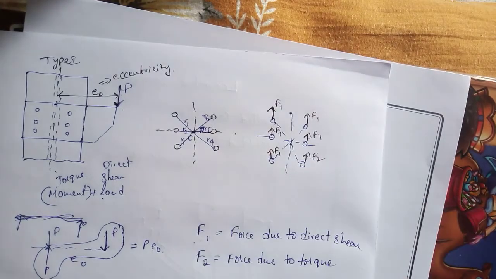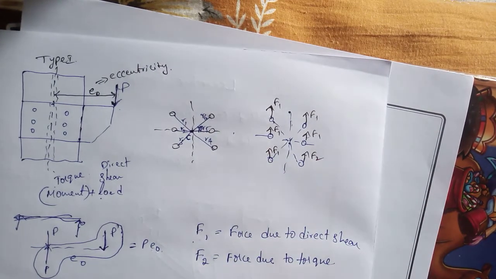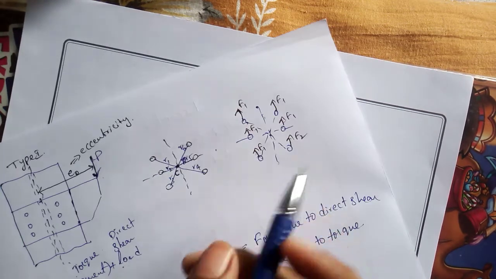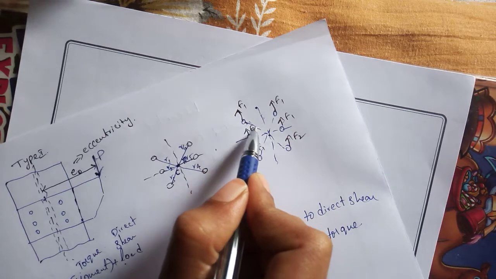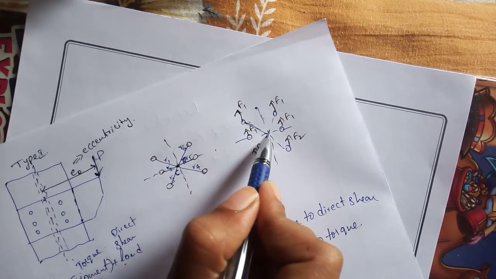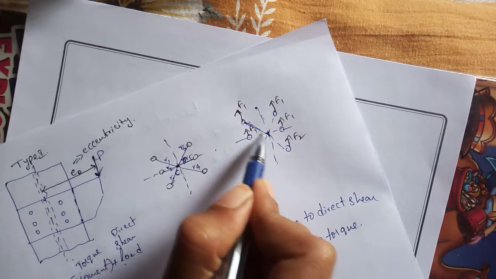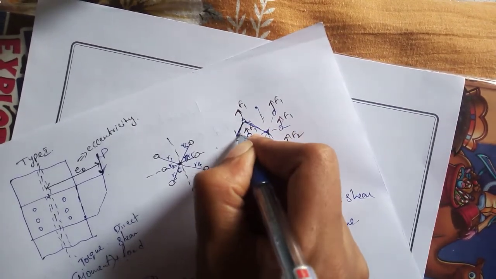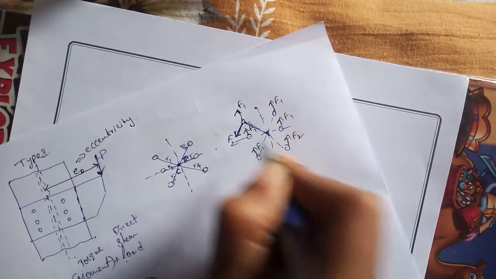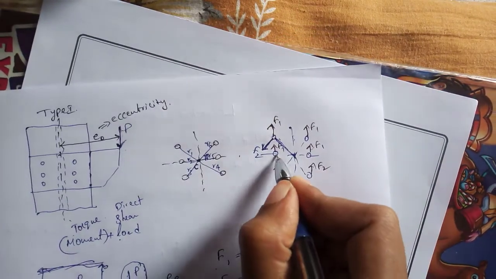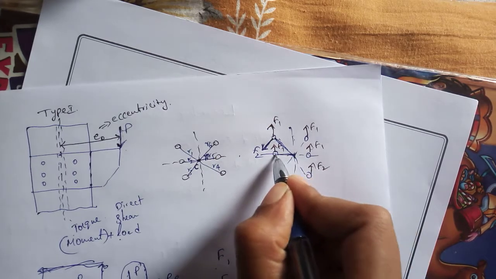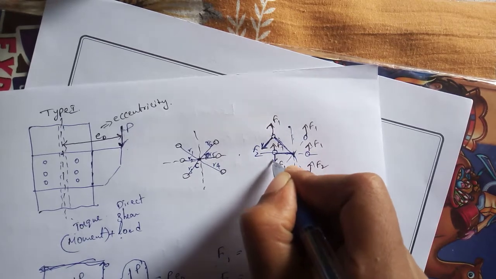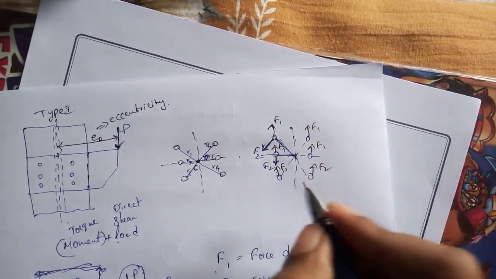And coming to the torque, force due to torque, F2 will be in the perpendicular direction. So now there is a line from the center point, right? To this there will be a perpendicular direction. So here in this direction F2 will be there. And coming to bolt number 2, for this is the R. So to this the perpendicular direction is vertically downwards and F2 direction is this.